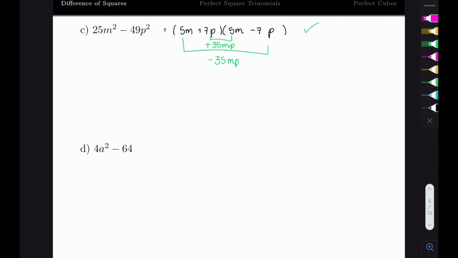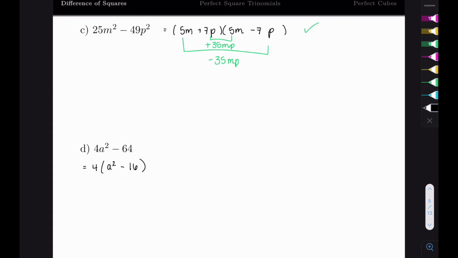Since we do want to factor it completely, my gut's telling me I have a 4 and I have a 64. They're both divisible by 2 at least. Really, the biggest number I can take out is 4. So I'm going to start by factoring that out. That will leave us with a squared. 64 divided by 4 will give us 16.